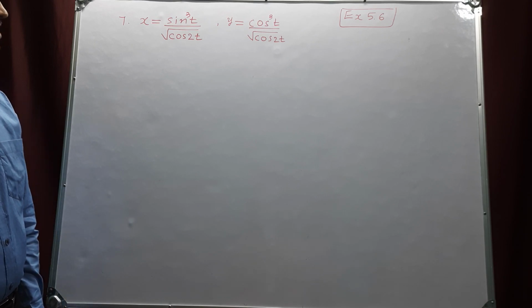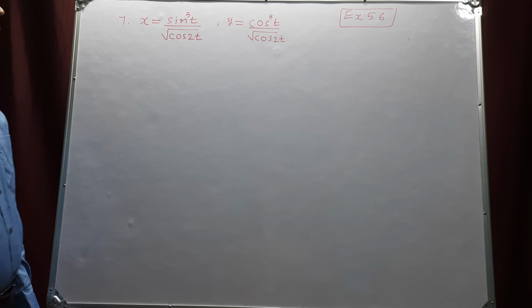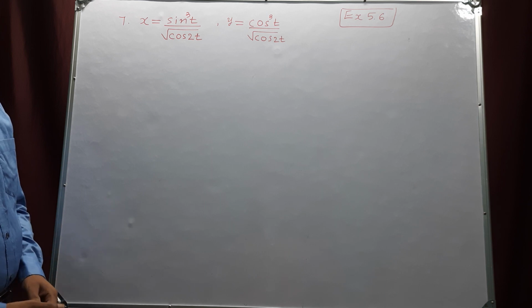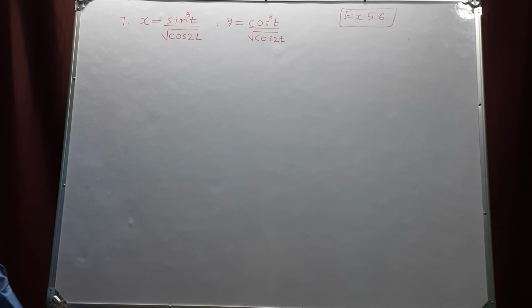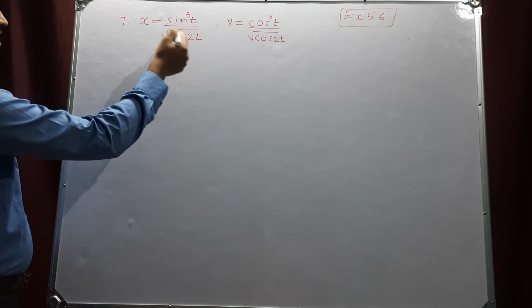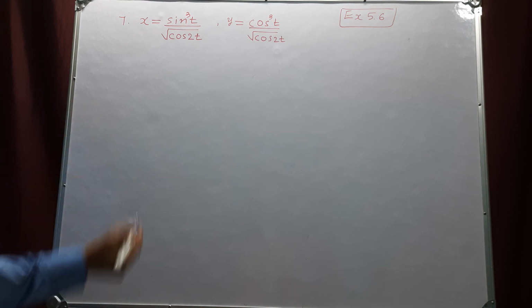Exercise 5.6, question number 7. x is equal to sin cube t by root of cos 2t, y is equal to cos cube t by root of cos 2t. So we have to find dy by dx. The variables x and y are connected by the parameter t.